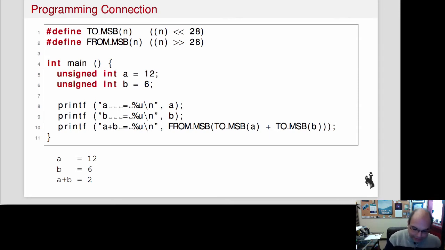The answer that I get is actually 2, right? 2, not 18, and that's because it's modulo 16, just 4 bits. So in computers, this is actually true. This is the language C, and in C, yeah, absolutely, we're doing modular arithmetic, and we have what we normally call overflow.